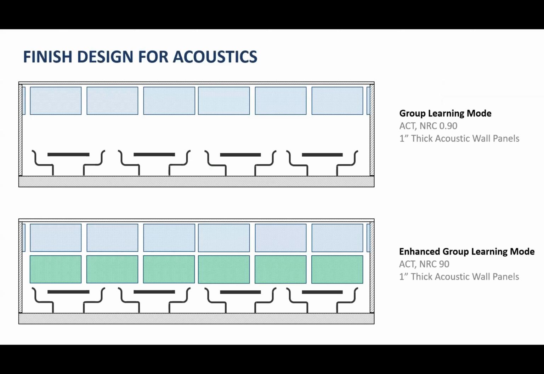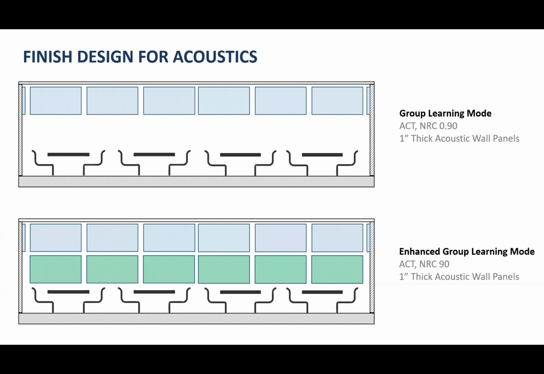And now some enhanced finish design for acoustics. If we're looking at group learning areas, where we're going to have students sharing and talking all at once, we may want to increase the NRC of the acoustic ceiling tile to 0.9. This will help absorb more of that sound energy in these spaces where there's going to be much more sound going on, because for most of the time, the students will all be talking and interacting with each other. And again, 1-inch thick wall panels along the upper side walls.